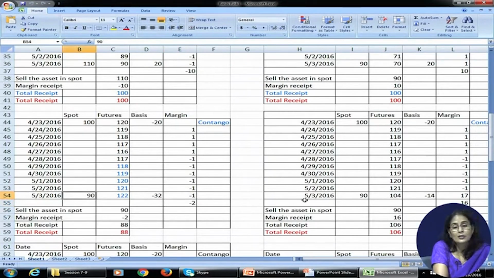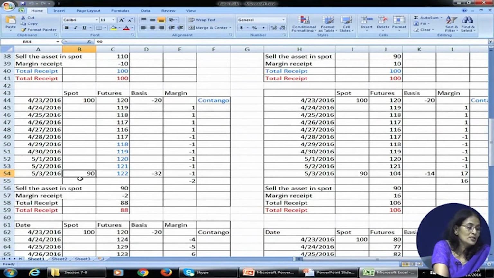And what is the prevailing price? The prevailing price is 90 rupees in the market, and his net receipt is going to be 90 minus 2, that is 88 rupees. So even if he has contracted the futures price, he's not getting the futures price, he's not even getting the spot price which is prevailing in the market. In fact, he is getting the spot price, but after adjusting for the margin payment, his net receipt is going to be less than the spot price prevailing in the market. So this gives rise to the basis risk.